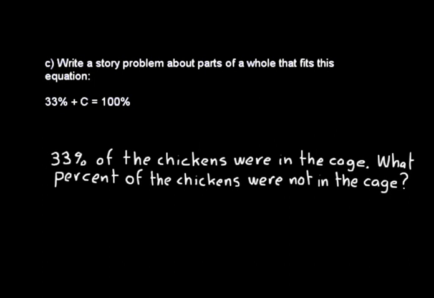Here's one possible story problem out of many that you could have for that equation. 33% of the chickens were in the cage. What percent of the chickens were not in the cage? We're talking about a whole quantity. We can think of that in terms of 100%. We're thinking about percentage. So if we have 33% were in the cage, then there's this unknown amount C that is out of the cage that totals up to 100%. So that story problem would work for that equation.